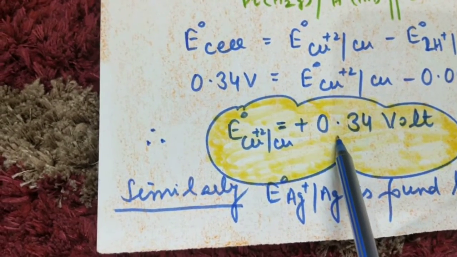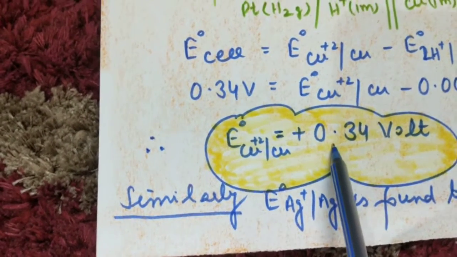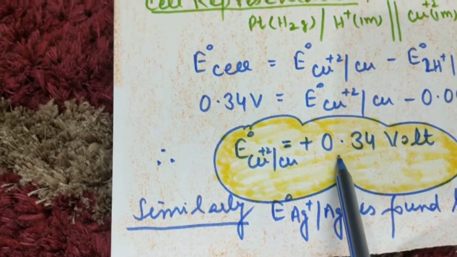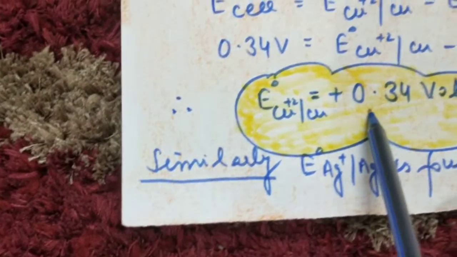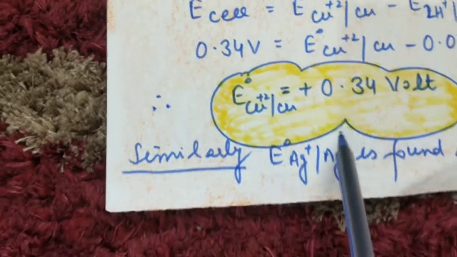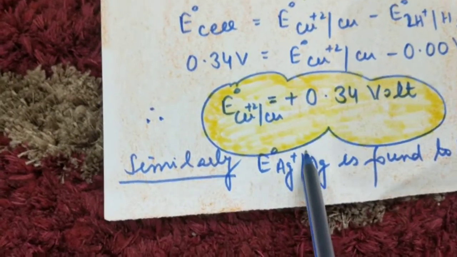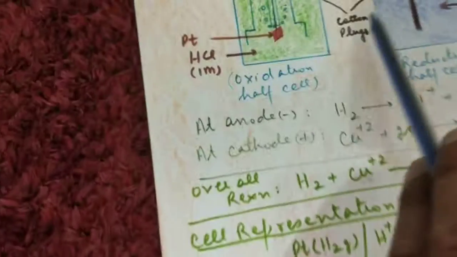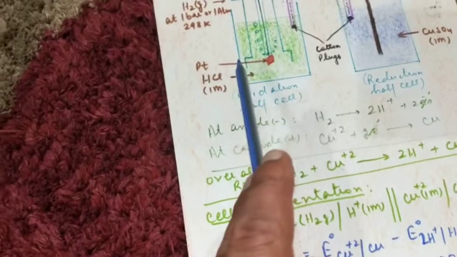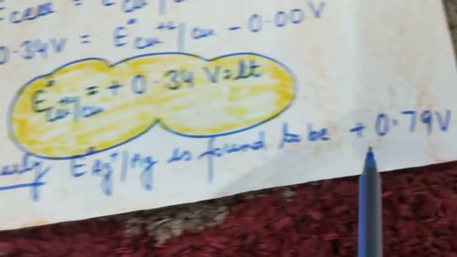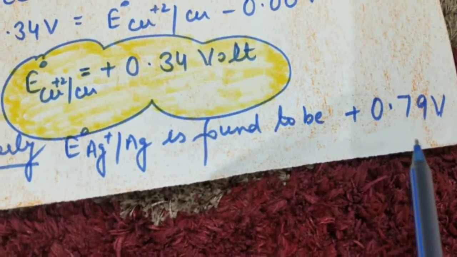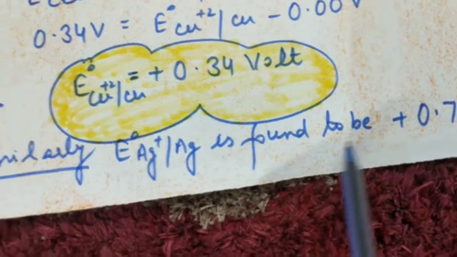Similarly, if we will find the standard reduction potential of silver, silver will also attach on right hand side because silver is less reactive than hydrogen. Then it is found to be 0.79 volt or 0.80 volt.